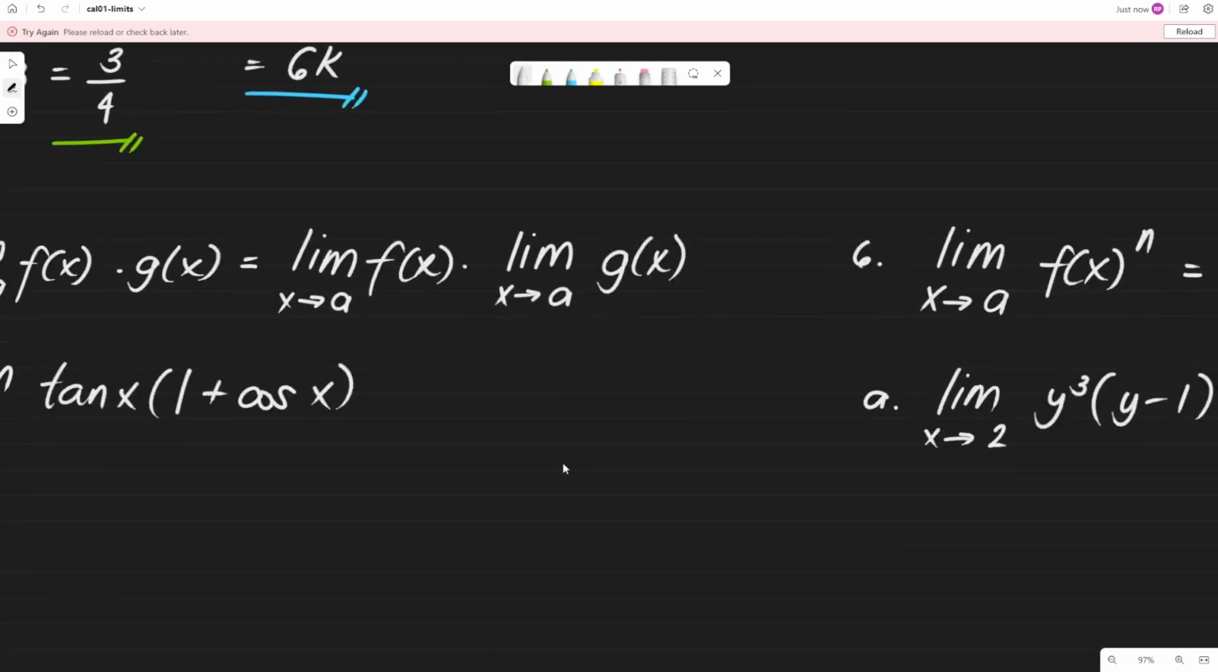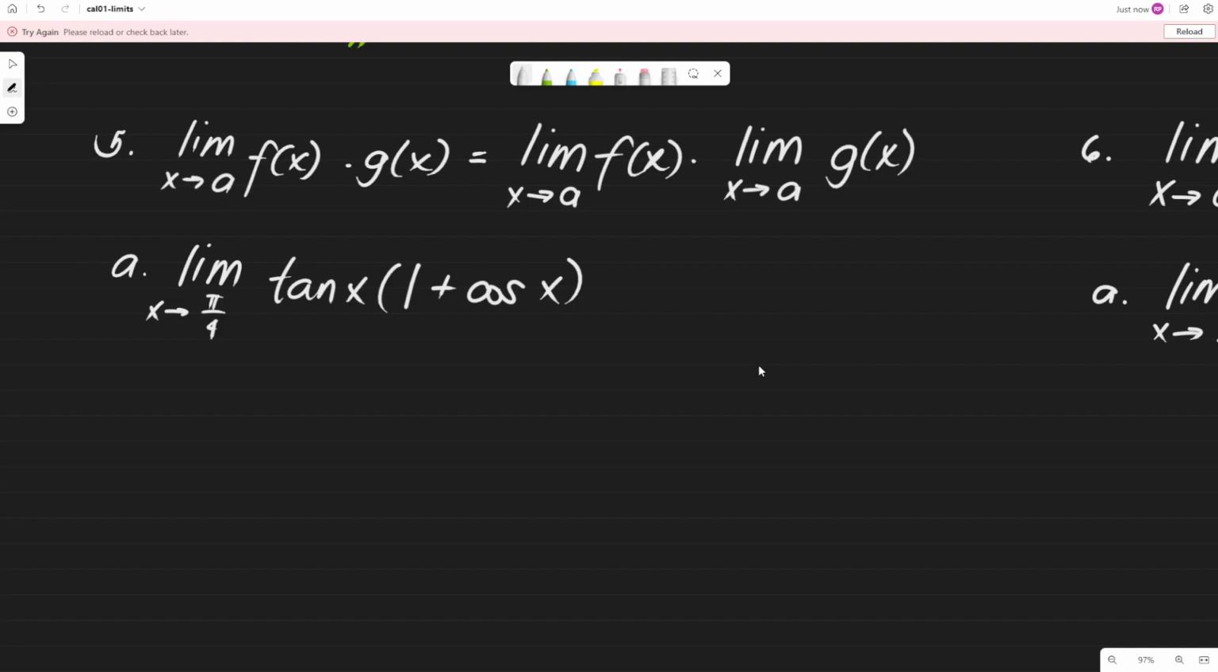Then we have here number 5. The limit of f of x multiplied to g of x as x approaches a. We can also distribute it: the limit of f of x as x approaches a multiplied to the limit of g of x as x approaches a. So that is its distributed form.